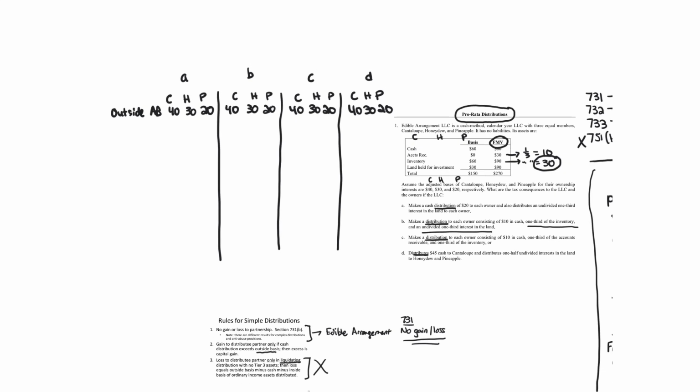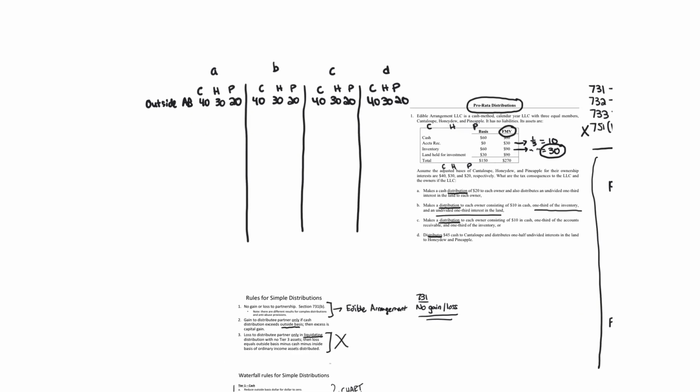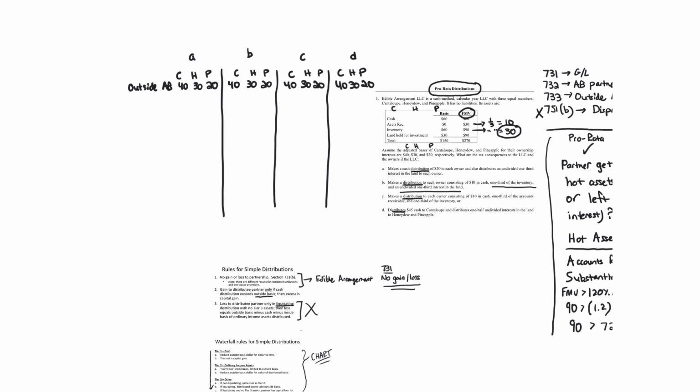So we're told in A, we're starting with A, we're just going to use black for A, that the partnership makes a cash distribution of $20 to each owner and also distributes an undivided 1/3 interest in the land to each owner. Okay? So they're receiving two things. They're receiving a cash distribution of $20 and a 1/3 interest of land. So we start with tier 1, cash. They each are getting $20 of cash, so we're going to subtract away $20 of cash.